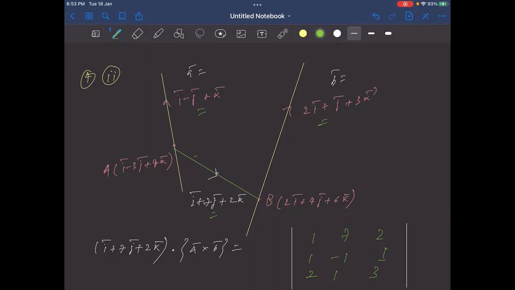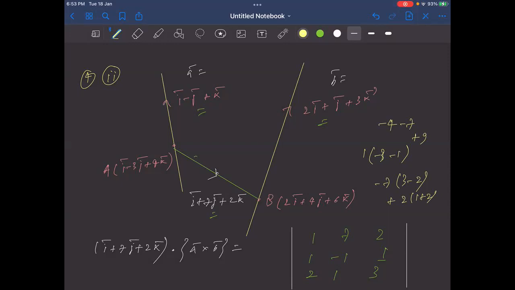Sir, it's coming non-zero. So it means the lines are skew. Is it surely non-zero? Maybe it isn't, one minute, let me check. 1 minus 1 minus 3, minus 1 minus 7 into 3 minus 2, plus 2 into 1 plus 2. What exactly do we get? We get minus 4, minus 7 and plus 9. Yeah, it's coming non-zero. Okay.